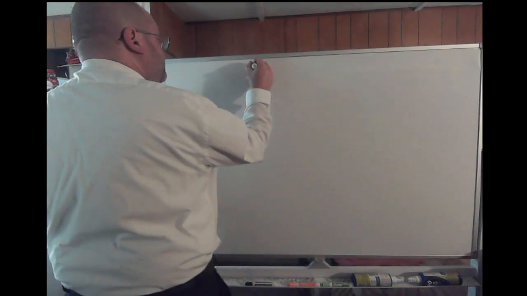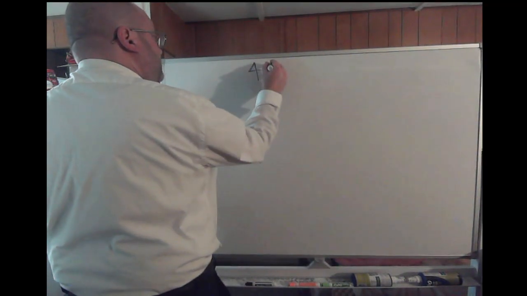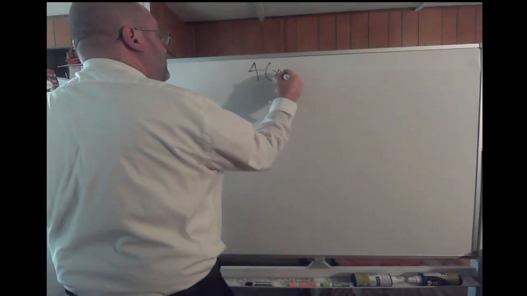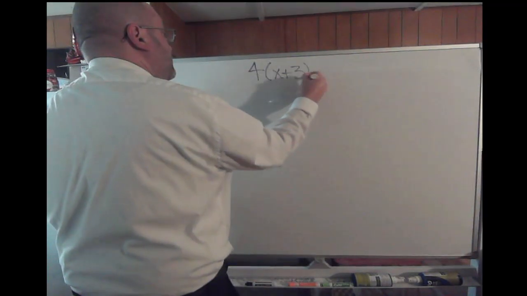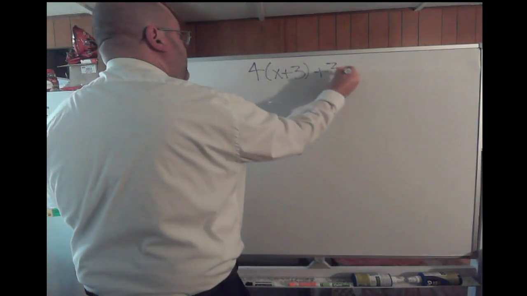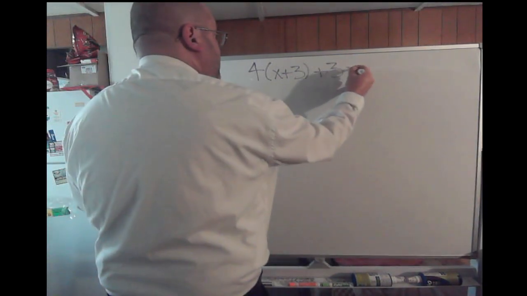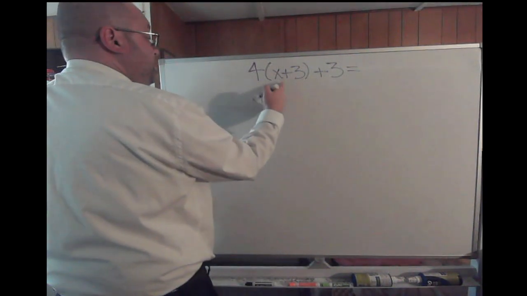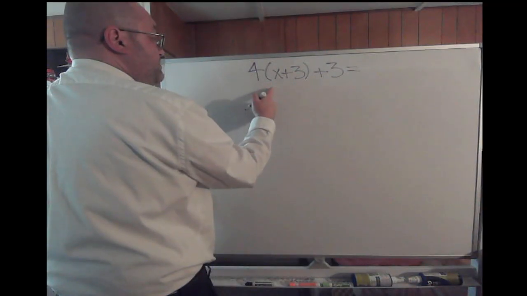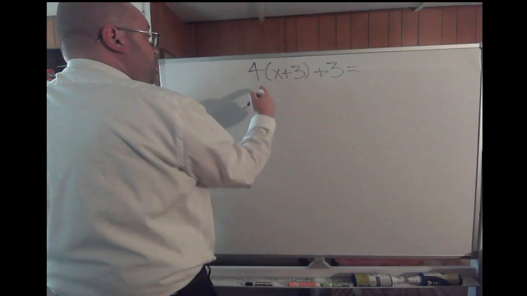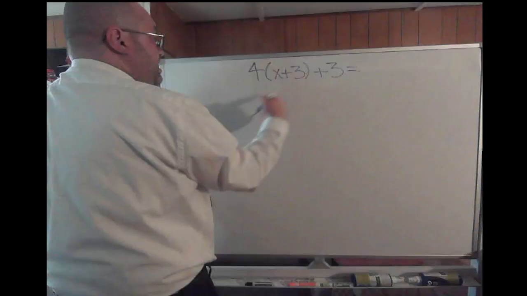Alright, let's see here. Let's do some similar problems, but a little bit harder. So we'll have 4 times the quantity of x plus 3, all that plus 3. Well, we want to simplify this expression. What you got to do is, of course, your parentheses come first, your distributive property comes first, your multiplication. This is multiplication, that would come before all your addition.